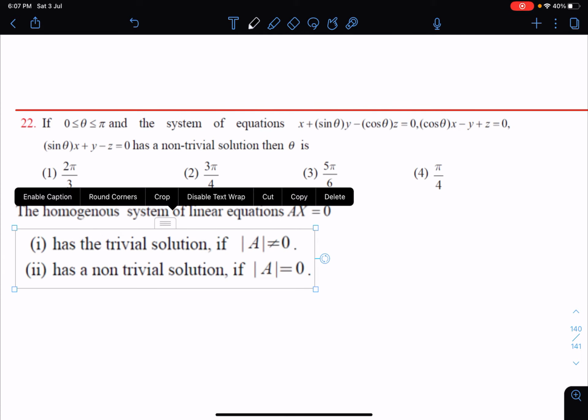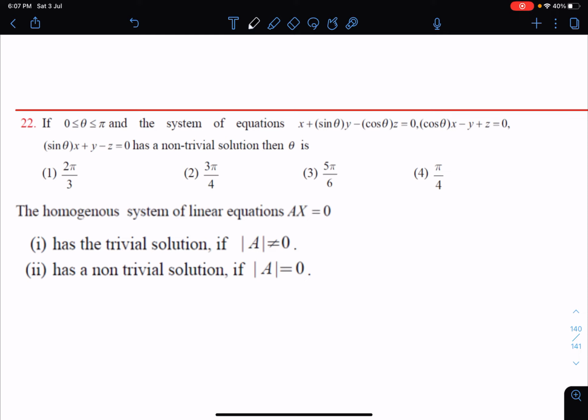What do you mean by homogeneous? When you have 0 on the right hand side. See, this is 0, this is 0 and this is 0. So this is homogeneous. Hence we have got the non-trivial solution. So they have mentioned it as a non-trivial solution. They are asking us to find the value of theta. If it is a non-trivial solution, what do we know? Determinant of A equal to 0. So you are going to use this condition to find out theta.